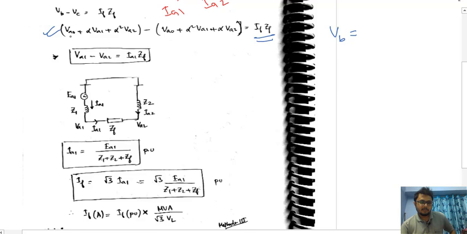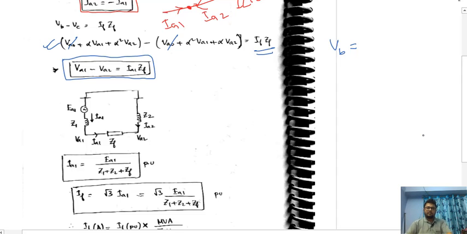Okay, now this and this will get cancelled. And if you simplify, you will get IA1 minus IA2 equal to IA1 ZF. After simplification, you will get this. Why are we calculating all this? So that we can make the diagram. Okay, now see the diagram, the diagram for double LG fault.